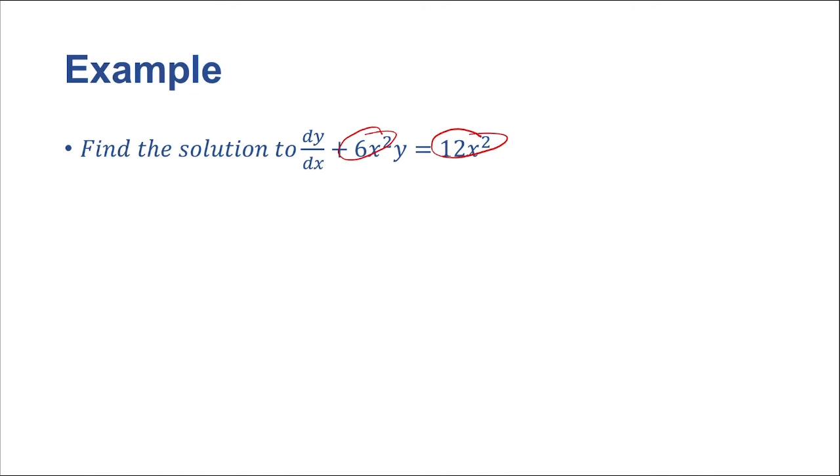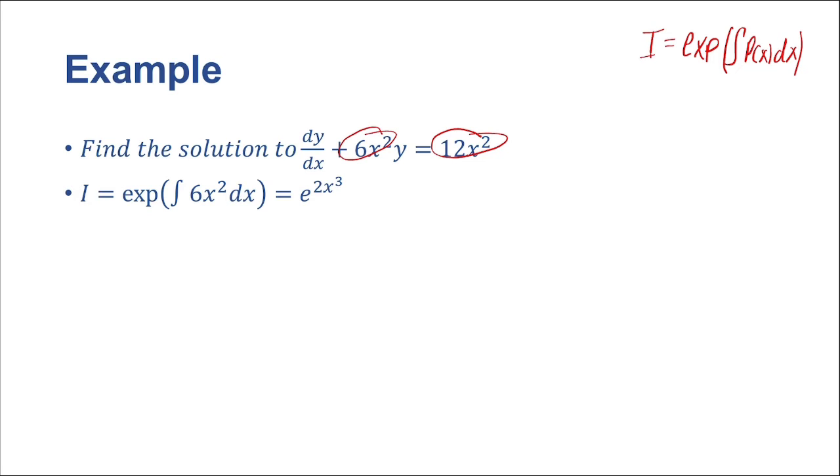So we are going to want to define our integration factor. Our integration factor, if you remember, is equal to the exponential of the integral of p of x dx. So we're going to take the integral of 6x squared, and then we're going to take the exponential of it. So I is equal to the exponential of the integral of 6x squared dx. If we integrate that, and then go back to the e to the convention as opposed to the exp, we get e to the 2x cubed. Now we're going to multiply everything by e to the 2x cubed.